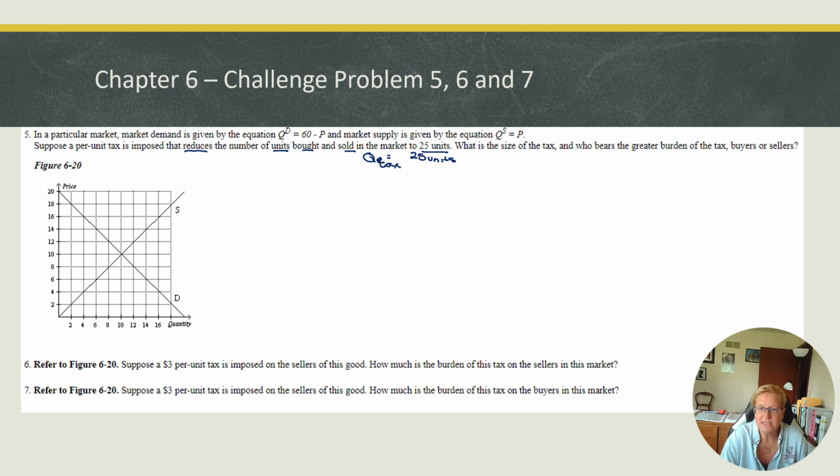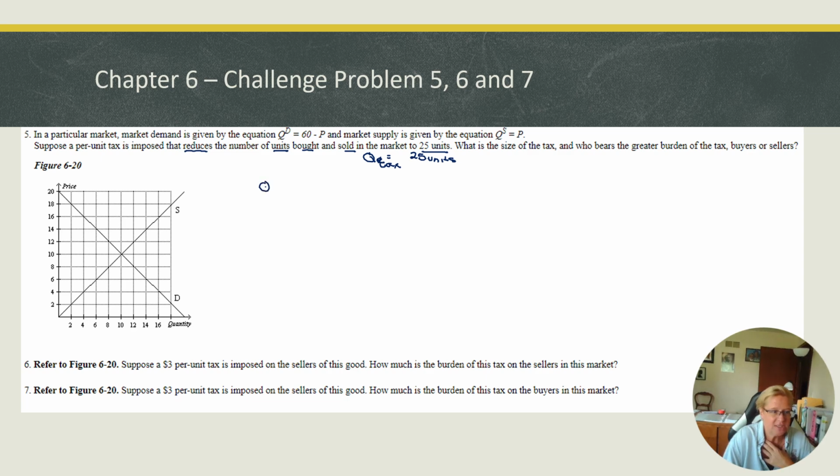What is the size of the tax? Who bears a greater burden? Okay, so the first thing I'm going to look at here, and I'm going to use the shortcut method. Well, actually, no, I'm going to go ahead and solve it right here. So I'm not using figure 20 because it didn't tell me to refer to figure 20.